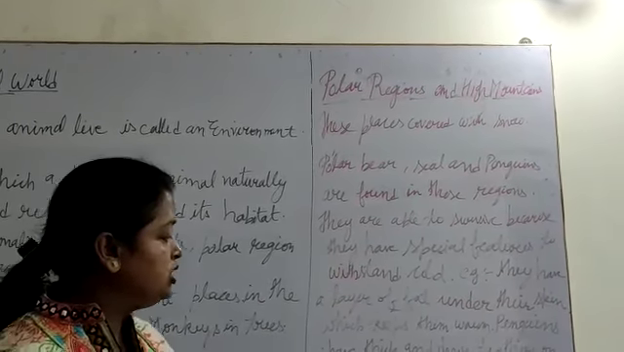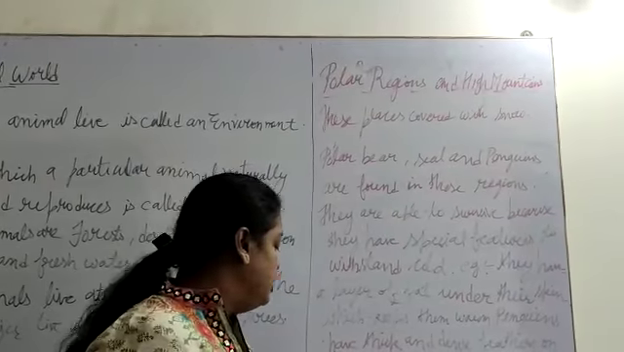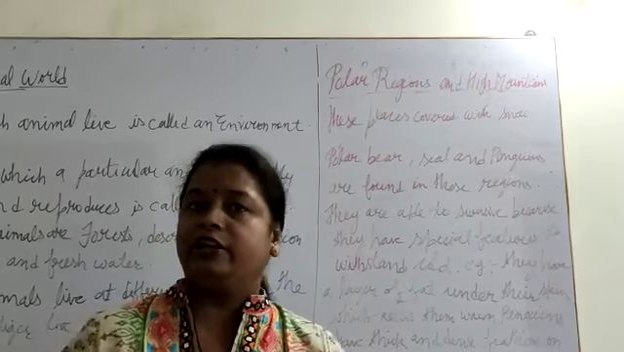The last one is oceans. Oceans are the largest habitat on the earth. Animals that live in water are called aquatic animals.